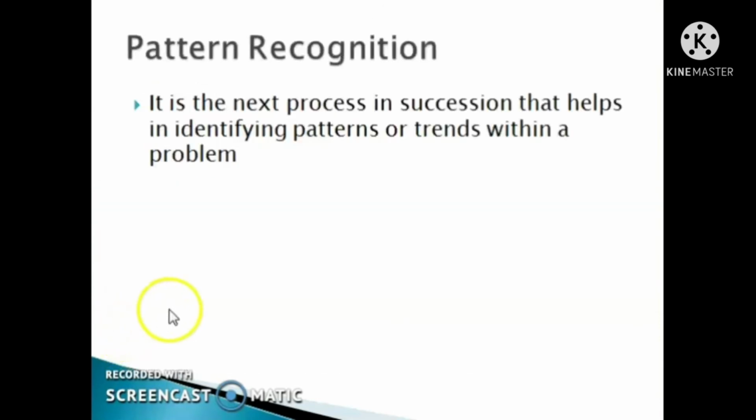Next is pattern recognition. Pattern recognition is the next process in succession that helps in identifying patterns or trends within a problem. Once we have decomposed a complex problem into smaller problems, the next step is to look at similarities they share. We look for patterns when we play games to decide when to do certain things. Based on experience, we develop shortcuts for mapping problem characteristics to arrive at a solution.